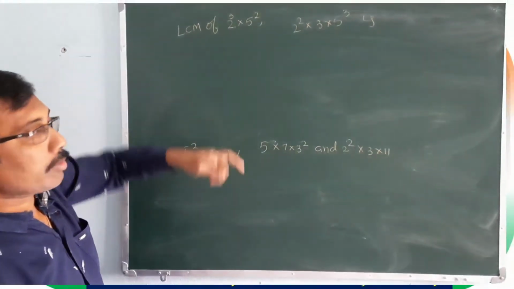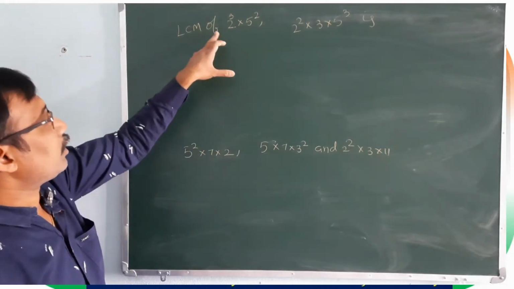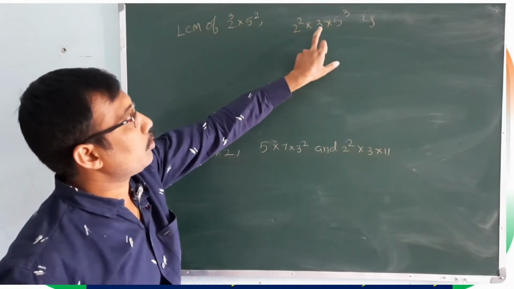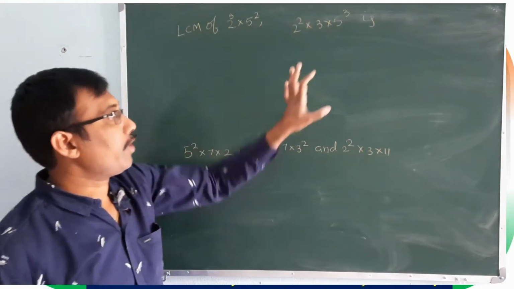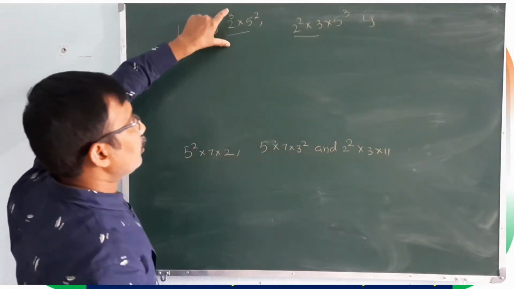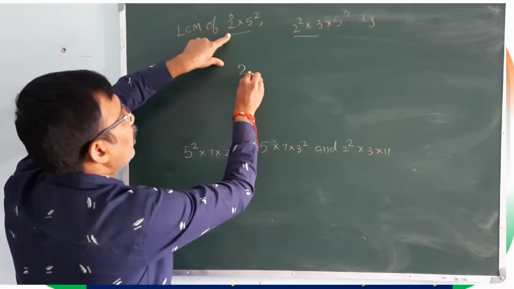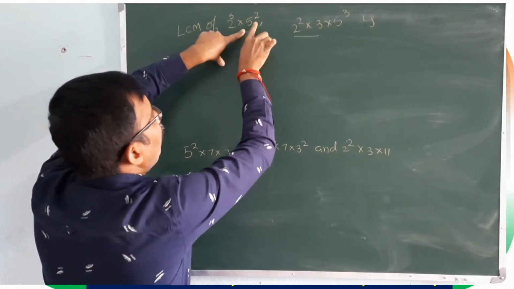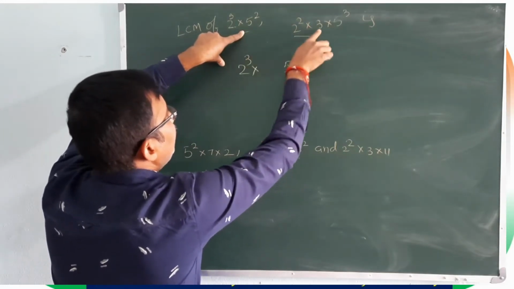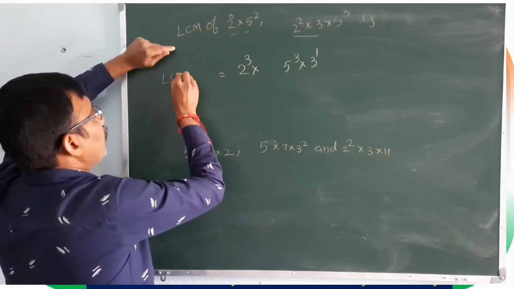First question. Sometimes prime factorization is given in the question. So find the LCM of 2 power of 3 into 5 power of 2, and the second number, 2 power of 2 into 3 into 5 power of 3. So here two numbers are given in prime factorization. Which is the highest power of 2? So 2 power of 3. Next one, 5 power of 2, 5 power of 3. So write 5 power of 3. Next another factor is 3, so 3 power of 1. So this is the LCM of the given numbers.